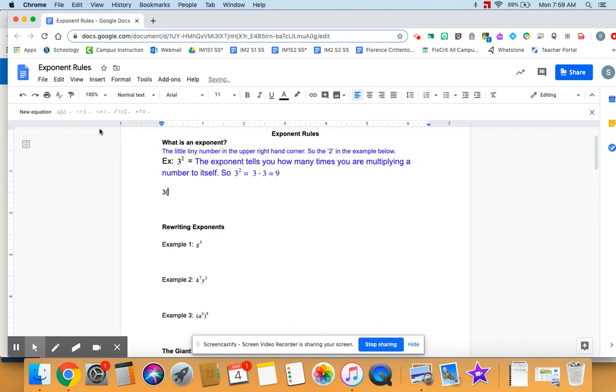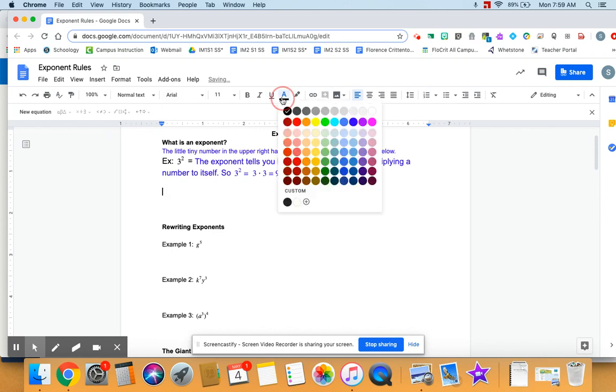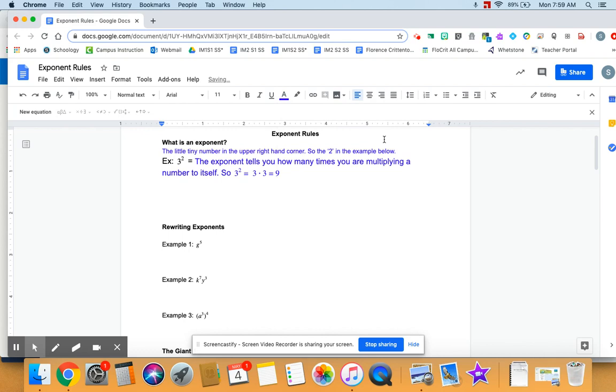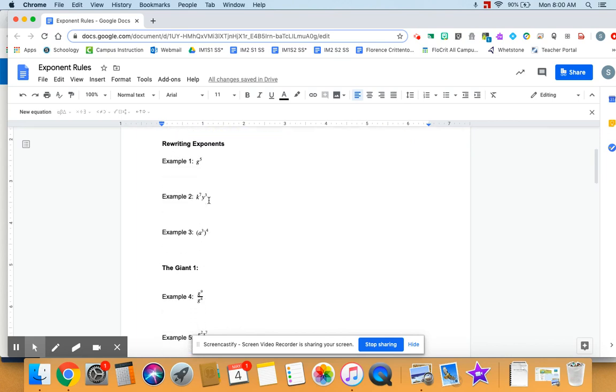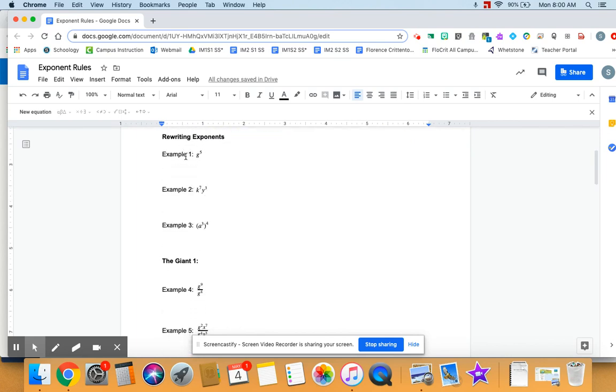3 times 2 would be written like this, where they'd be side by side, maybe with a parentheses between them or the little dot for multiply. And this means add 3 twice, and 3 plus 3 becomes 6, because multiplying tells you how many times you add. The exponents tell you how many times you multiply. So then 3 times 3 becomes 9, which means every single exponent, even if it's on a letter, you can break it apart.